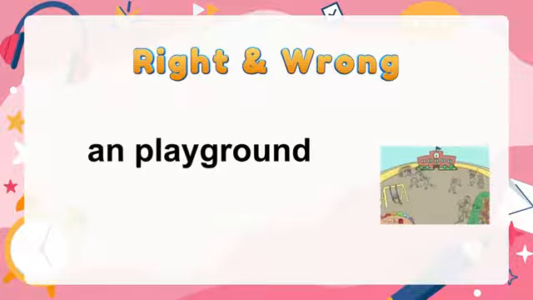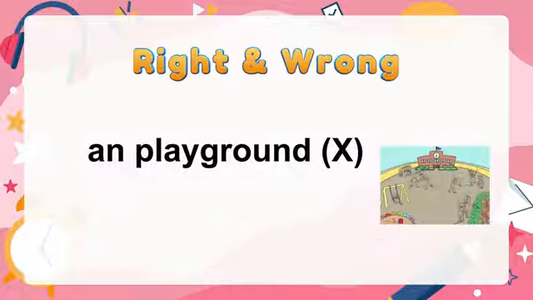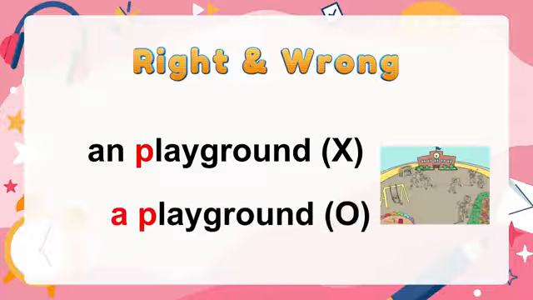Next is "an playground." This is wrong because playground begins with a consonant. We use a. Playground is a place. A playground.